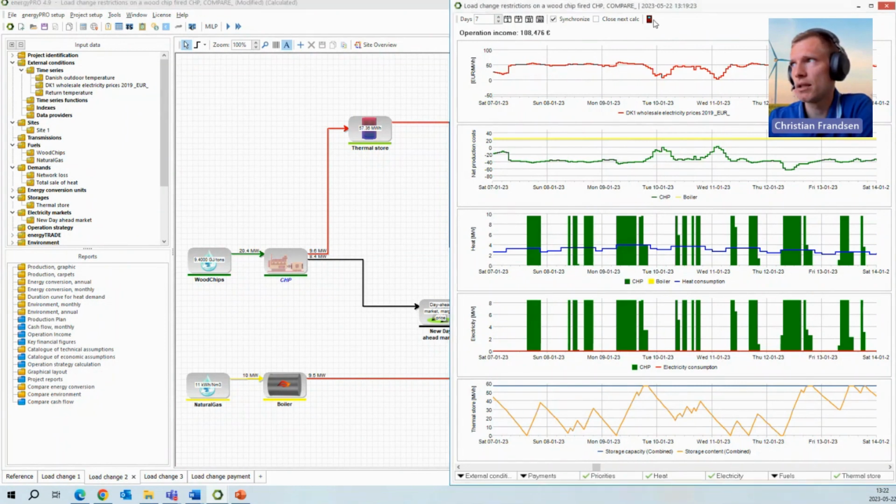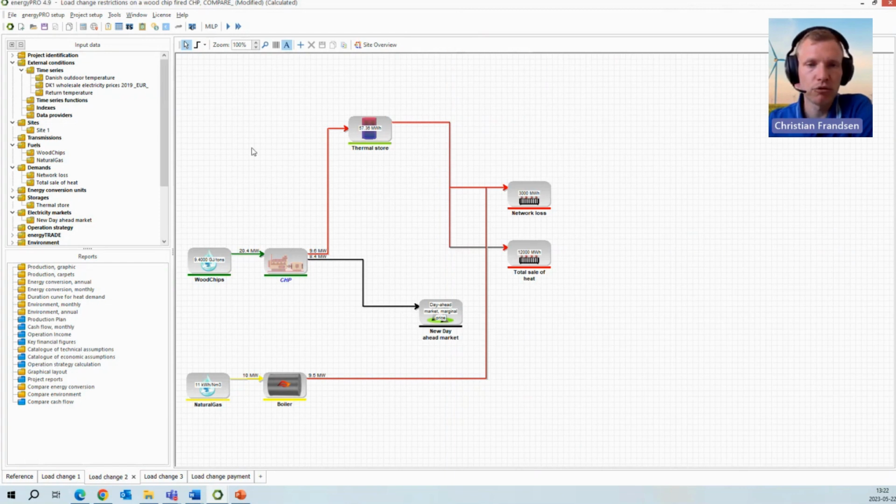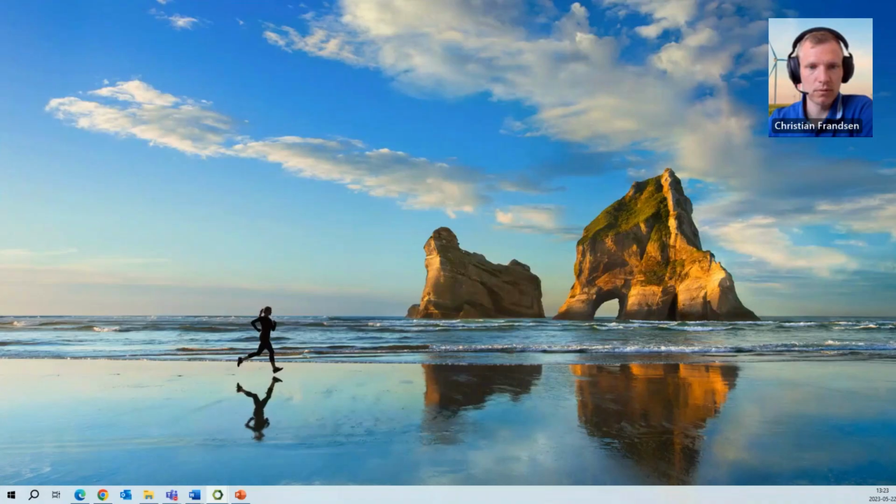One final remark is that the more restrictions you put on to this unit, and you can of course also combine these different restrictions, but the more you put on, the longer time the solver will use to find a good solution, and the solution is also affected, of course. So you should expect that the result is getting a bit worse every time you add a restriction. We can look at the slides again here.